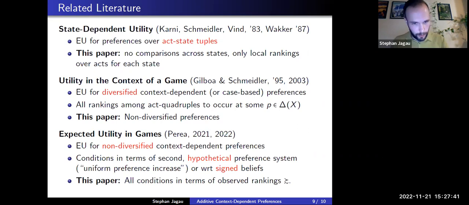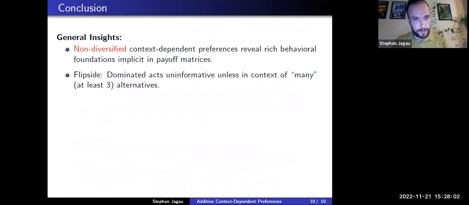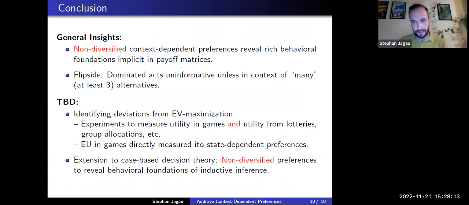Then Andreoni has also some work about non-diversified preferences. And what I'm really trying to do here is move to conditions only in terms of observed rankings, whereas he looks at something like a hypothetical second preference system or conditions with respect to signed beliefs. And the hypothetical thing is something you also see with Karni, Schmeidler, and Vind. So with that, let me close. Those non-diversified preferences give you rich behavioral foundations, as you see implicit in those payoff matrices. And that's what I'm going to end with in the interest of time. Here are some to-be-done things I want to do. And I hope we have time for some questions.